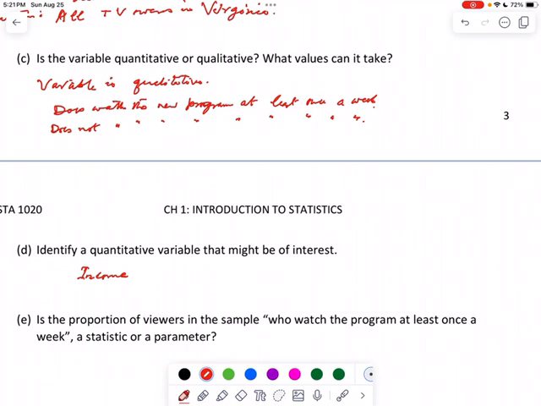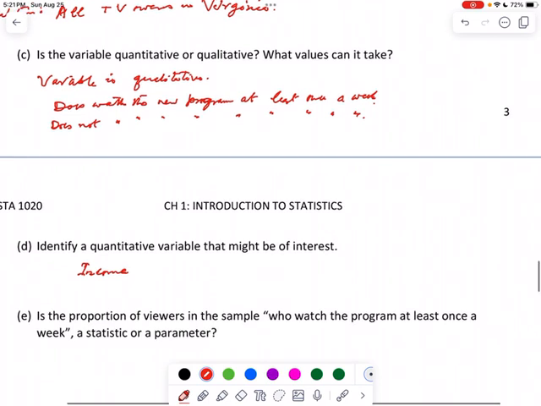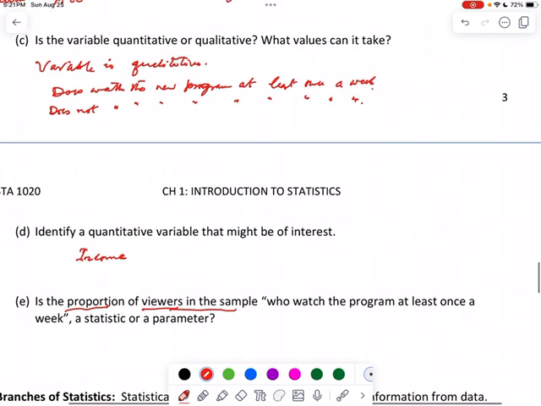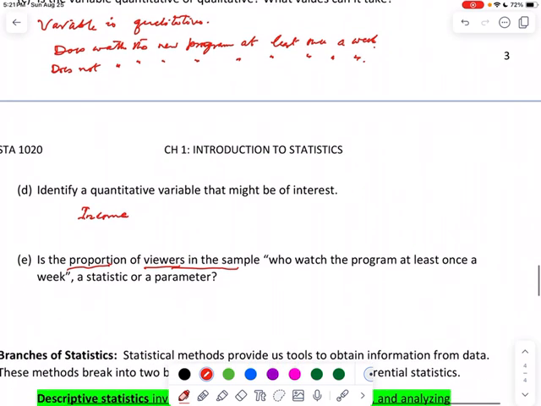Is the proportion of viewers in the sample who watch the program at least once a week a statistic or a parameter? Because it's saying viewers in the sample, we are finding the proportion related to the data in the sample. So what does that mean? This will be a statistic.